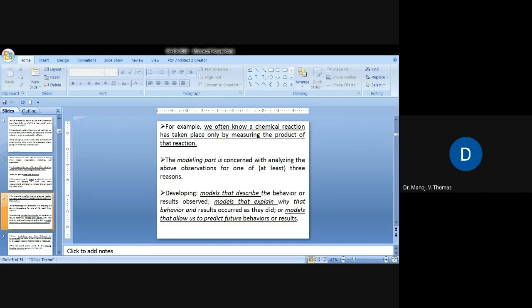So what is the formula of hydrogen peroxide? You have studied physics, no? What is the formula of hydrogen peroxide? Anybody remembers? H2O2. Yes, Sharath is telling, Shraddha is telling, H2O2.